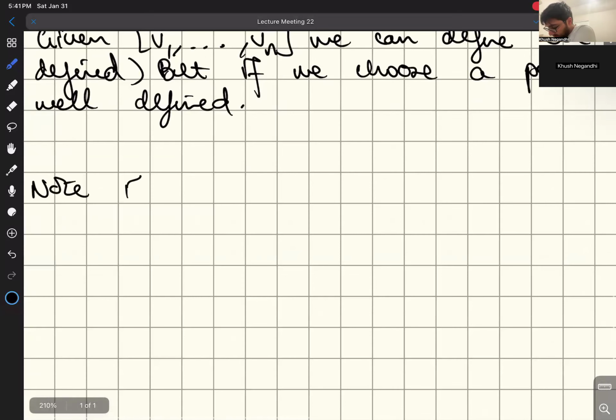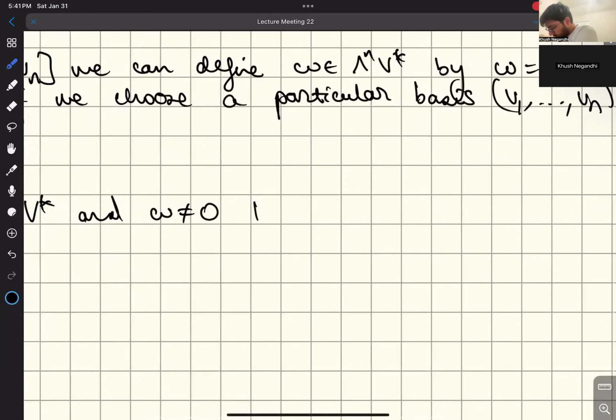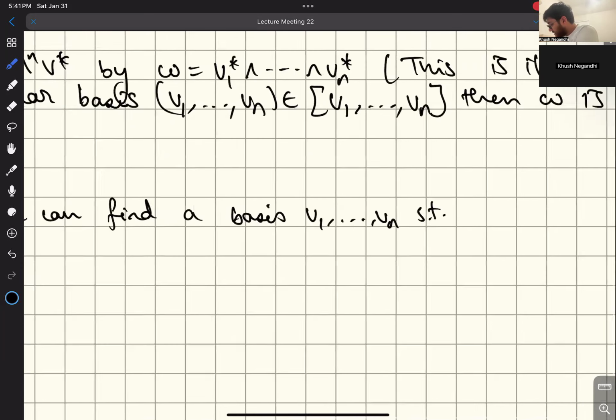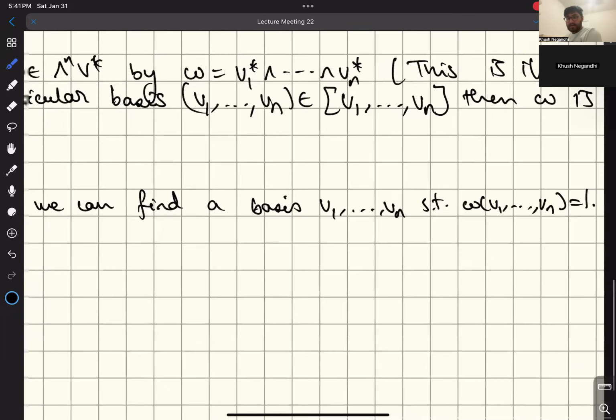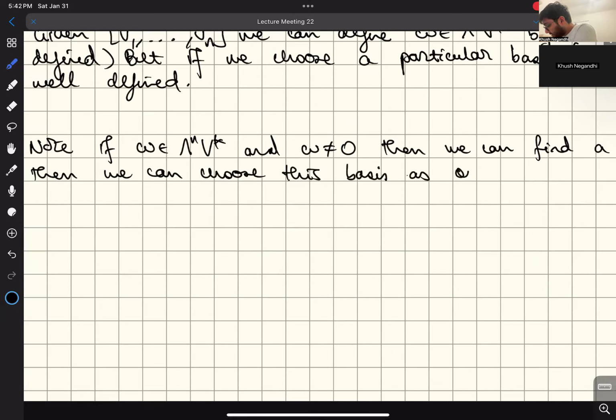So note if omega is an n-form and omega is not 0, then we can find a basis V1 up to Vn so that omega applied to V1, ..., Vn gives me 1. Then we can choose this basis as our orientation.